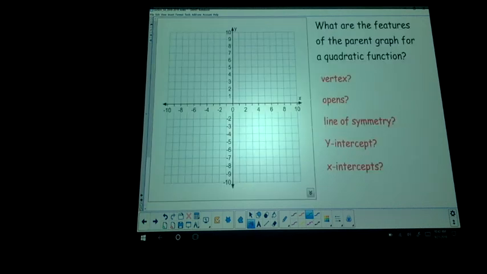All right, what are the features of the parent graph for a quadratic function? The most basic quadratic function you can graph is y, or a function at x, equals x squared. The great thing about a parabola is that it graphs as pattern graphing. So I go right 1 up 1, right 1 up 3, right 1 up 5, left 1 up 1, left 1 up 3, left 1 up 5.